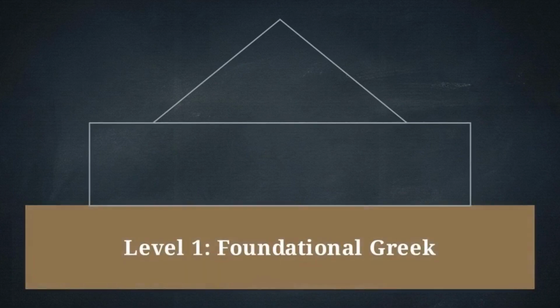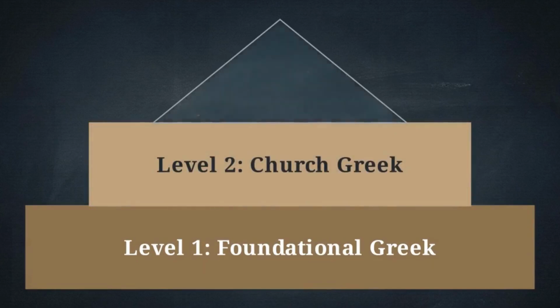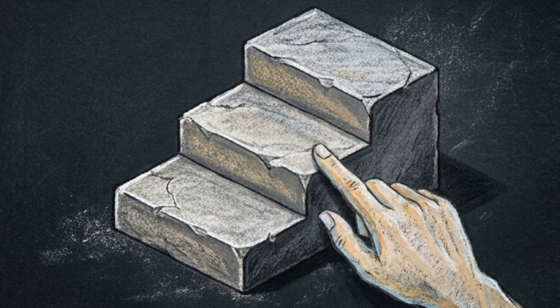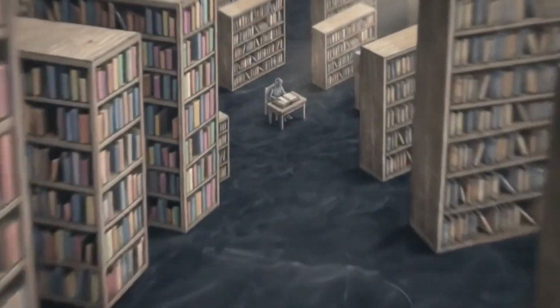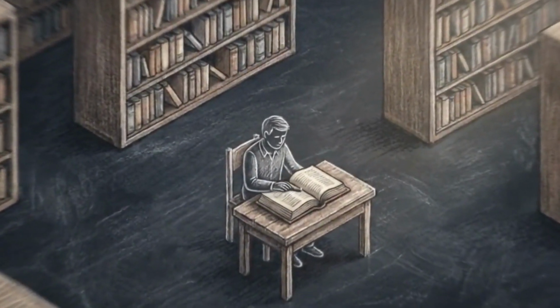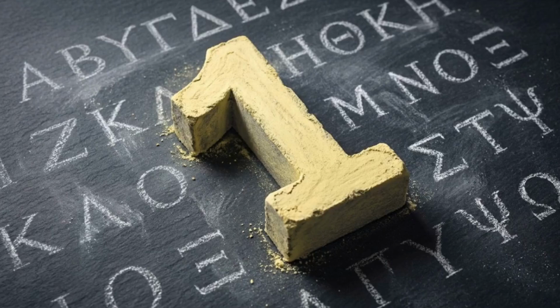To make this manageable, Mounce divides the learning process into 3 escalating tiers based on the time and effort you are willing to commit. He calls these tiers Foundational Greek, Church Greek, and Functional Greek. Our goal today is to help you figure out exactly which tier you need. We want you to acquire the tools you require without overcommitting to an academic path you may not have time for.